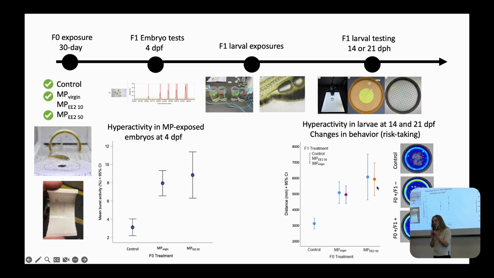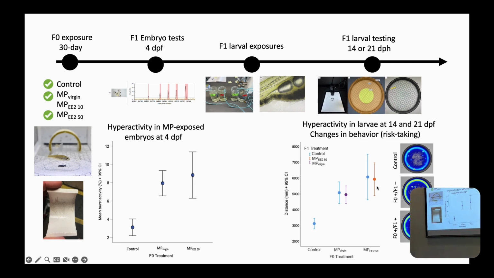Then we hatch out those embryos, we raise them in larval form for another 14, 21 days. Half of them will receive no further exposure, the other half receive continued exposure, and then we test them again. And in the larval stage, we also see trends towards hyperactivity in behavior in the larvae in open field trials. We also see changes in risk-taking behavior as well, which is what you can see in these heat maps over here.